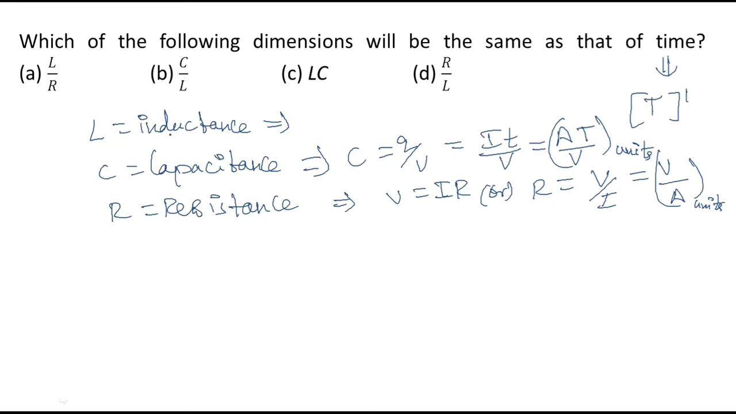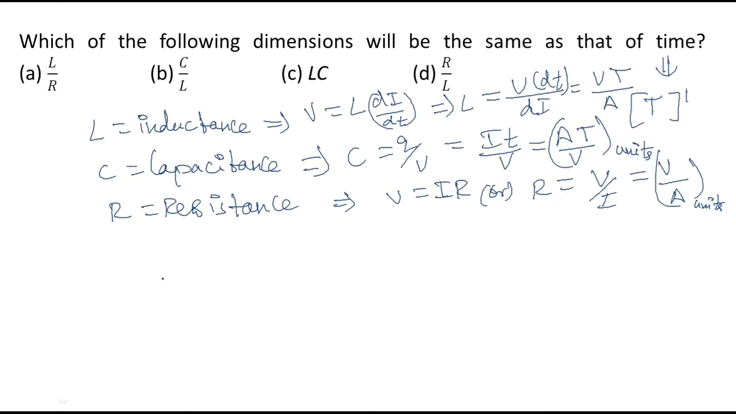Then the formula for L. We know V is equal to L into di by dt. So on solving this, we get L is equal to V into dt by di. On the basis of units, it is volt time divided by ampere. So we should substitute in all the given options to get the correct answer.